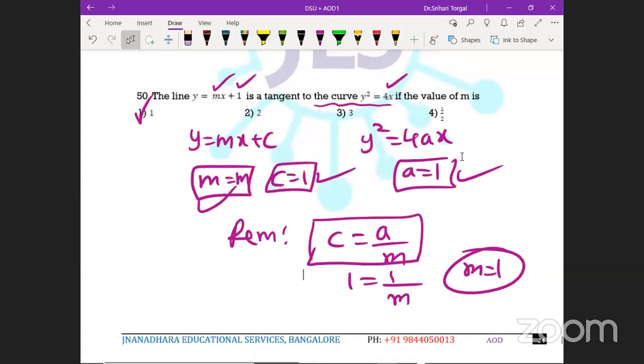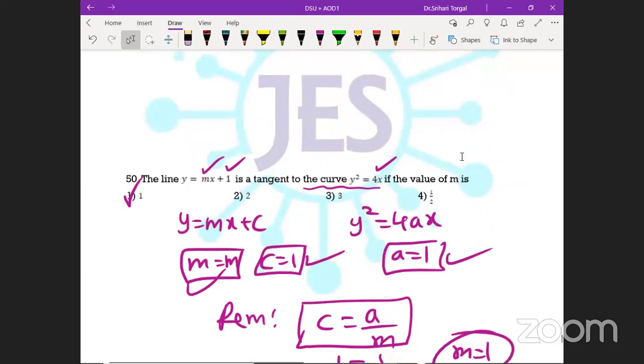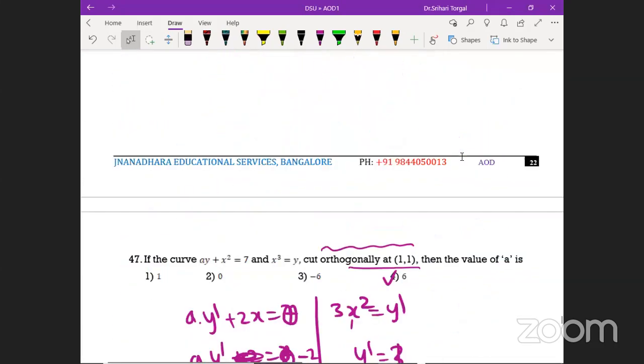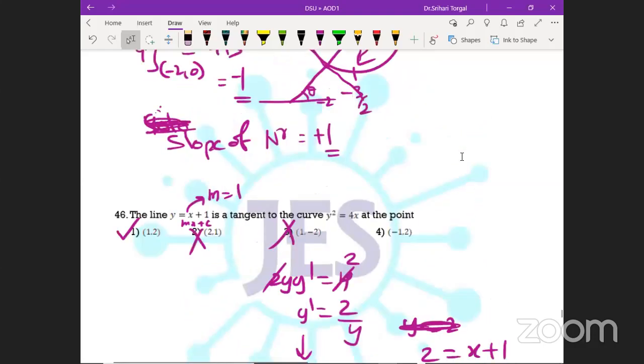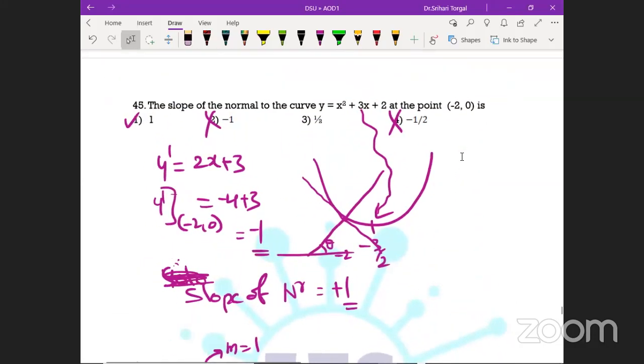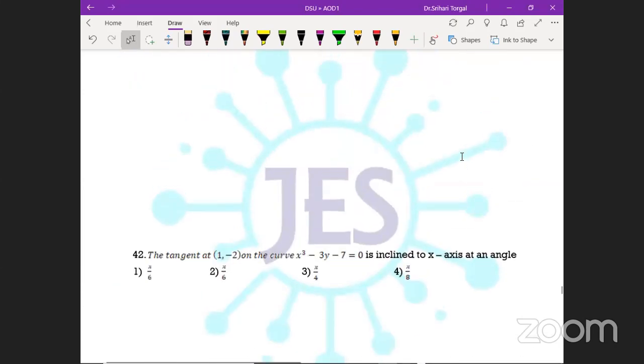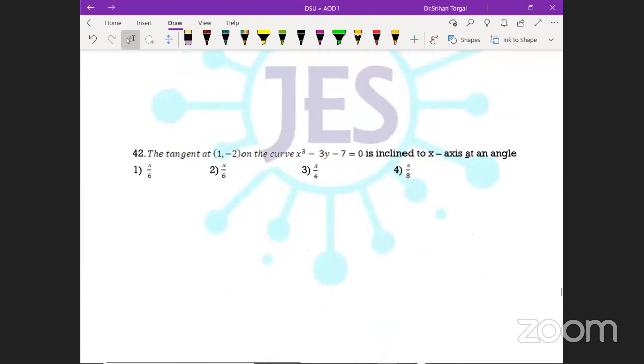Or else you can go for differentiation and you can solve it. I will try to avoid the differentiation because it will be very lengthy. So that is what I have to do, right? Yeah. Now, question number 42.